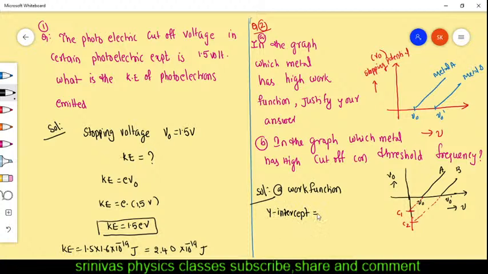When you do the extension, it will intersect the y-axis. What will that give? You know the V naught formula: V naught equals h by e into nu minus h nu naught by e, that is h by e of (nu minus nu naught). This is similar to y equals mx plus c. The y-intercept gives h nu naught by e, that is work function by e. Work function is denoted with phi naught.